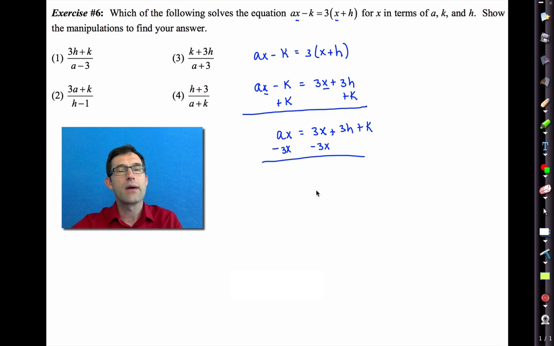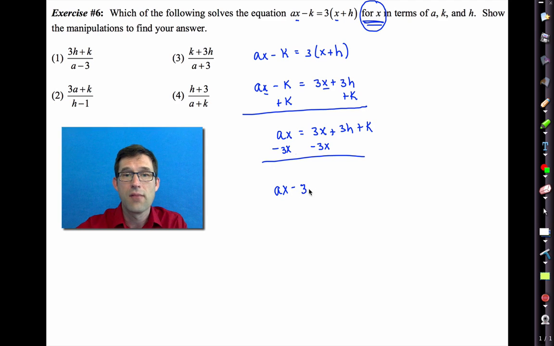Okay, now again, here's where we have to be very careful. Very, very, very tempting to just think that you can get rid of the x's, but that would be kind of a problem because we're solving for x. And anytime you're solving for x, if x vanishes, you either have a weird situation or you've made a mistake. So let me just write this down. Ax minus 3x is equal to 3h plus k.